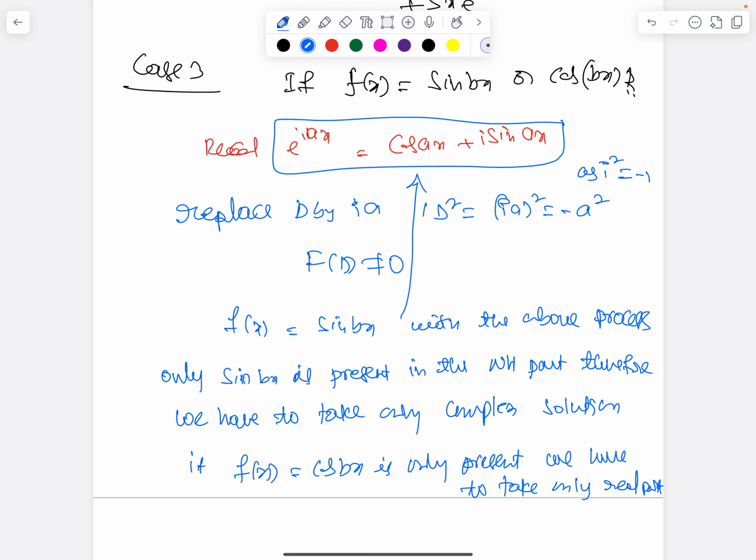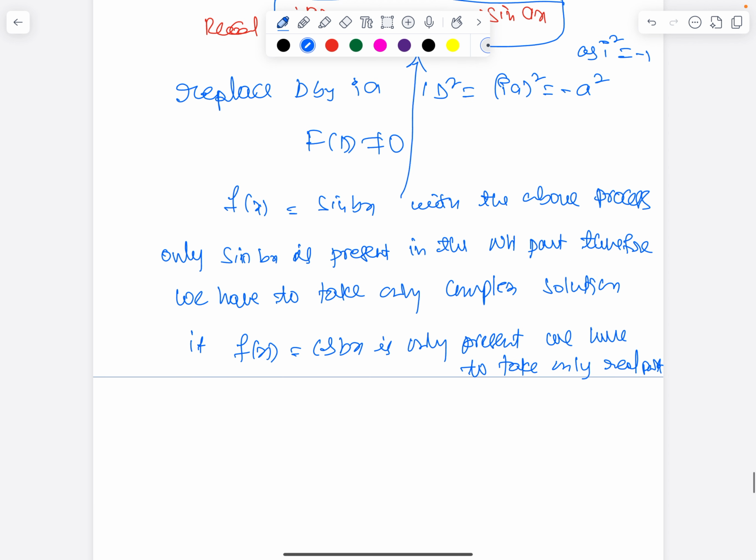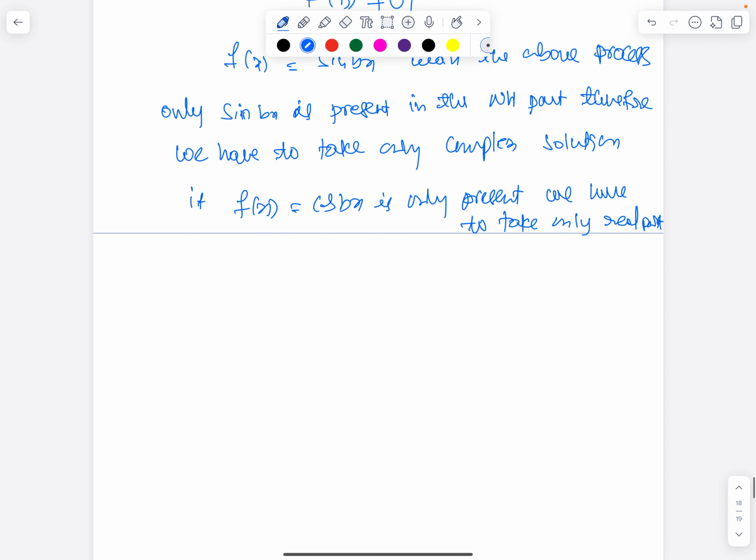Suppose you are handling only cos bx, then you have to take the real part in the particular solution. Why am I specifying this? Because cos bx corresponds to the real part, and sin bx corresponds to the complex part.